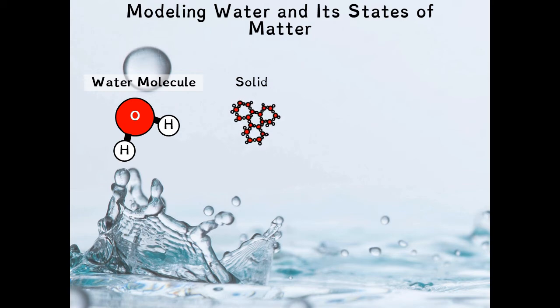The next state of matter that we're going to look at is the liquid form. Now, in the liquid form, the molecules of water are still attracted to one another, but they easily slide past each other, and that is what gives water its fluid properties when it's in its liquid state. And then we have the gaseous state of water, where the molecules really aren't attracted to each other at all, and they're flitting around like a bunch of little flies.